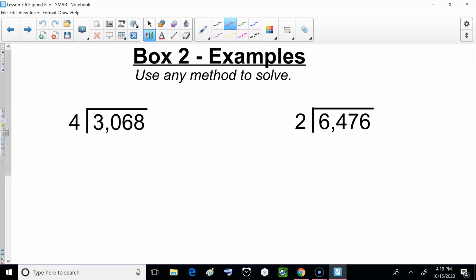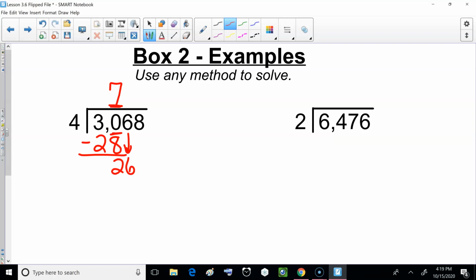4 can go into 3? No, it cannot, but it can go into 30, which means I'm going to start over my hundreds place value. 4 goes into 30 7 times. 7 times 4 is 28. We're going to subtract. 30 minus 28 is 2. Bring down. 2 is less than 4, so bring down the 6.